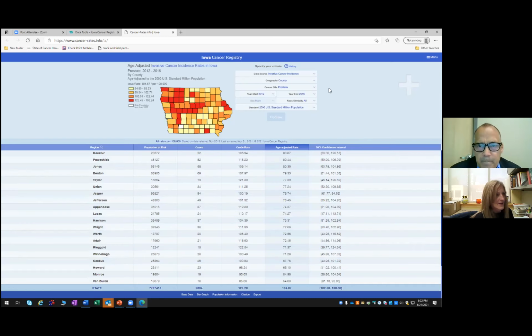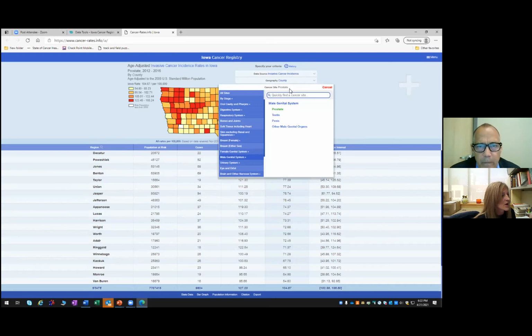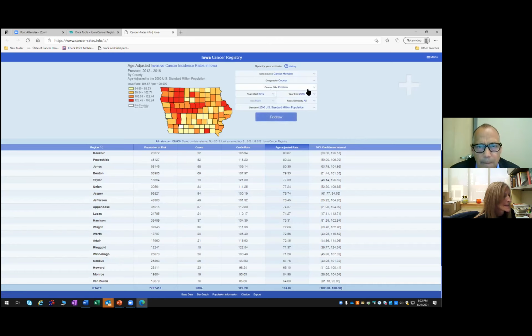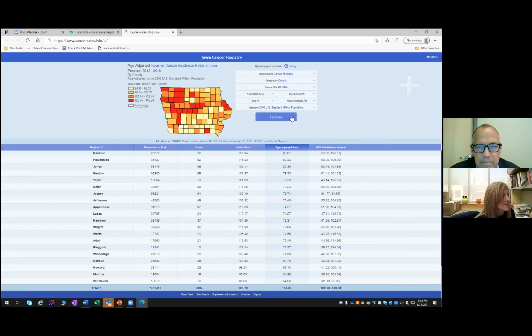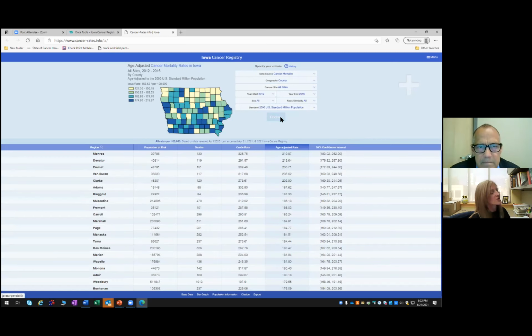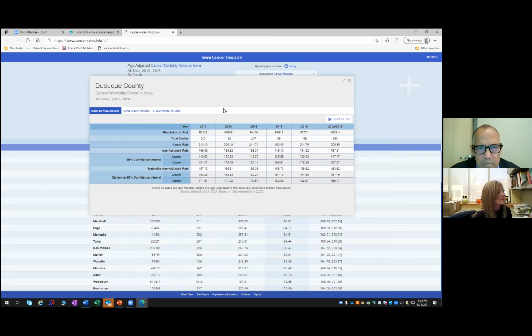Okay. And then say that you wanted to look at mortality, you would just click up, click on mortality. And let's say that we just wanted to do all sites. And then redraw. So you see then that the shading is now blue. So that helps you remember that you're doing mortality. So it's a good way to check to make sure that you've clicked on the right thing. And again, it's set up the same way. You can click over here, say like Dubuque County. And again, you would get that particular information.